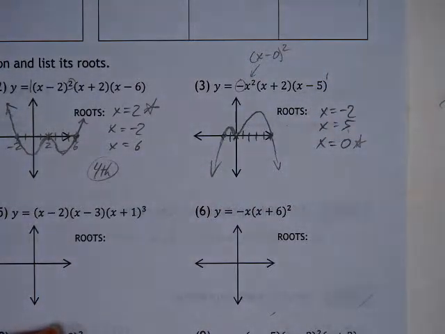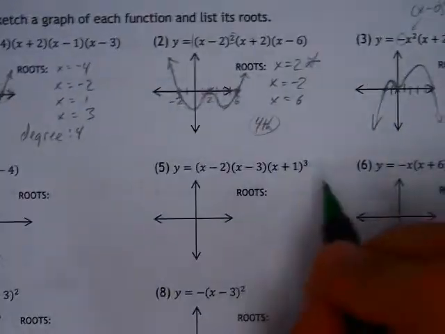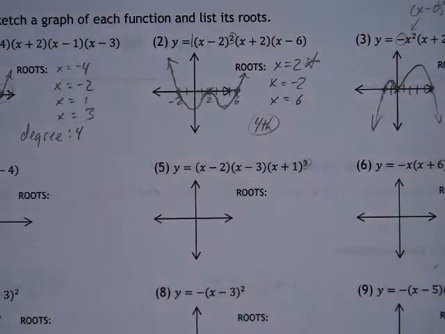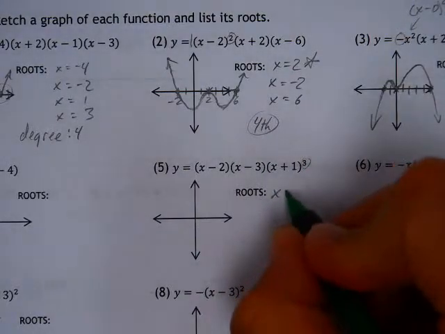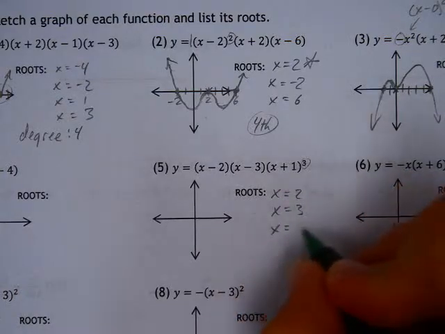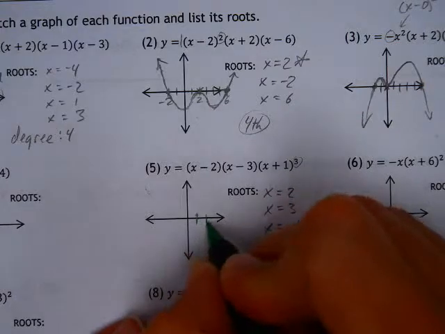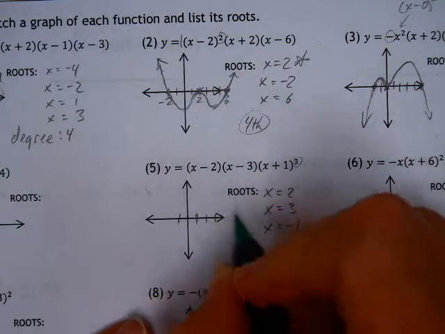But that's that. While we're at it, let's just do another quick one here. This one here offers our first triple root. The three roots are identified as x equals 2, x equals 3, and x equals negative 1. Labeling those accordingly, 1, 2, 3, and then negative 1.